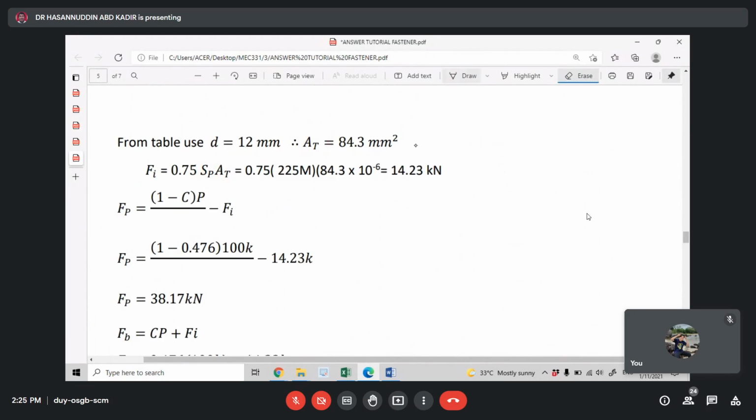So always remember this one, it is always in tension. This one, the value of tension. This one we call reusable, which we can open and close. Okay, reusable. So you get the value of 0.7, put in the value, AT also the same, convert to units of meter beforehand, and you can get the value of 14.23 kilonewton. And we get the FI. Okay, this part is finished, FI is settled.